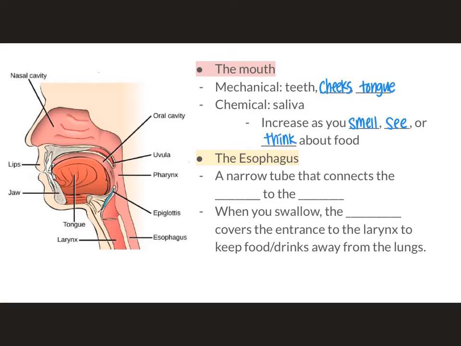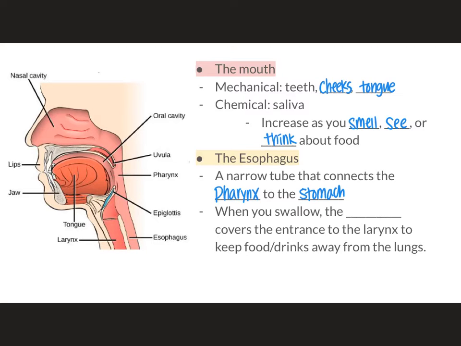The second part of this process is through the esophagus. So esophagus is a narrow tube that connects the pharynx, which is right here, to the stomach. So pharynx is basically a muscular passageway that connects the nasal cavity and mouth to the esophagus. So they're all connected. Your mouth, your nasal cavity, your throat, they're all connected. And through pharynx and esophagus and down to stomach, you're going to have your food going down.